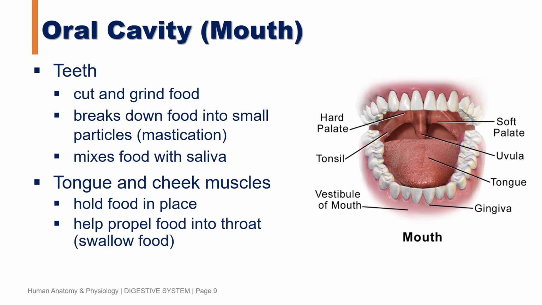And then you have your teeth. Your teeth help you to cut and grind food, break down food into smaller particles, and mix food with your saliva. Your tongue and cheek muscles hold food in place and help to propel food into your throat.